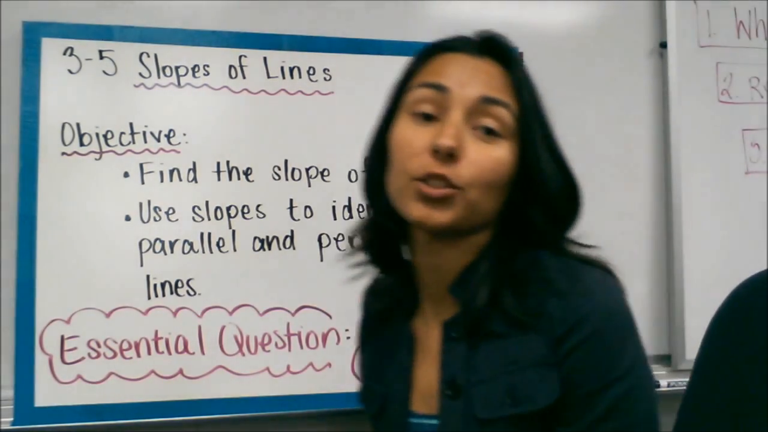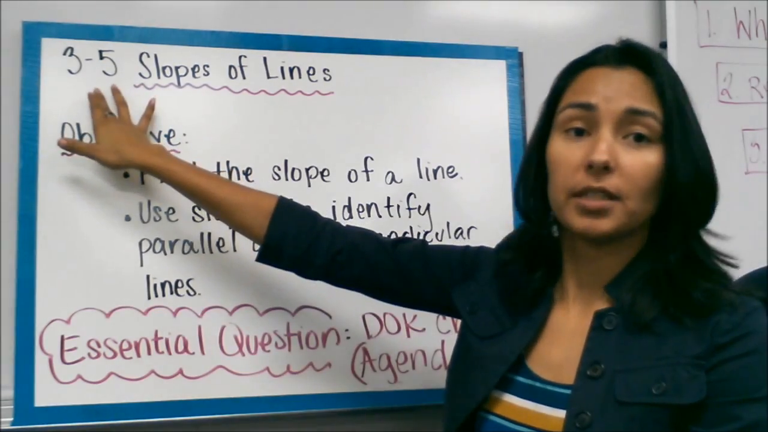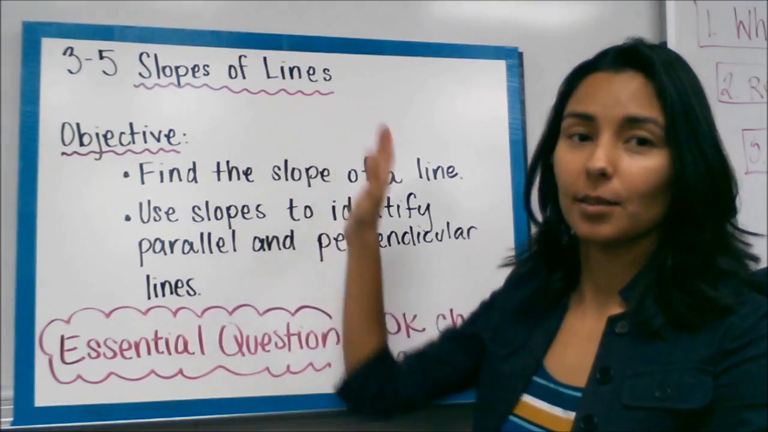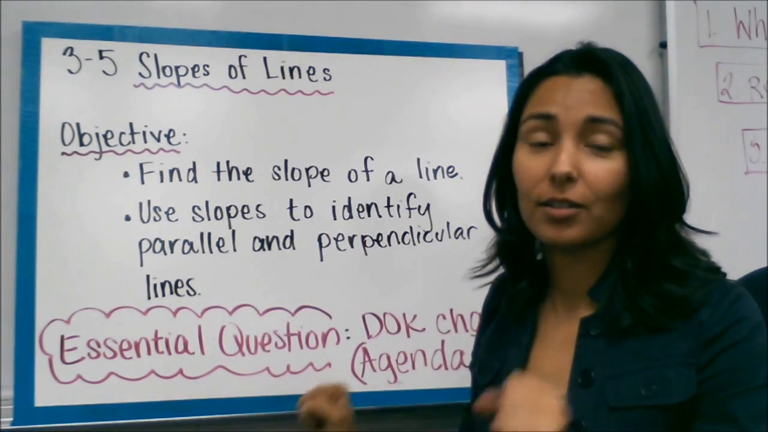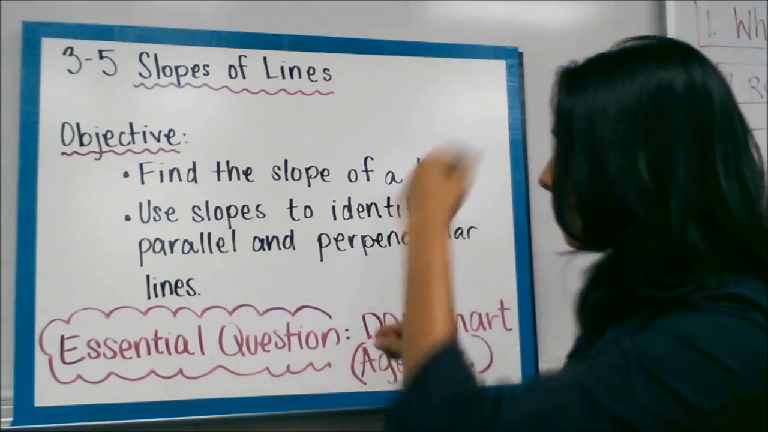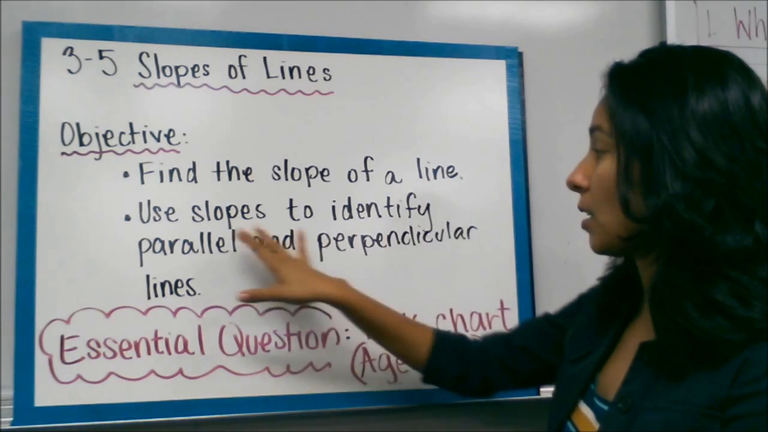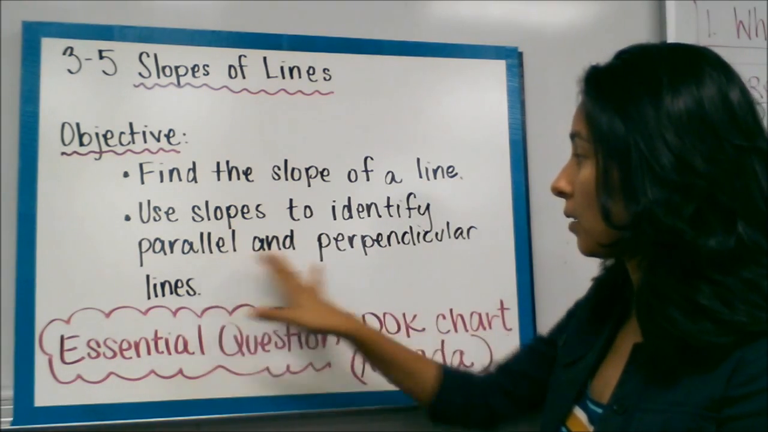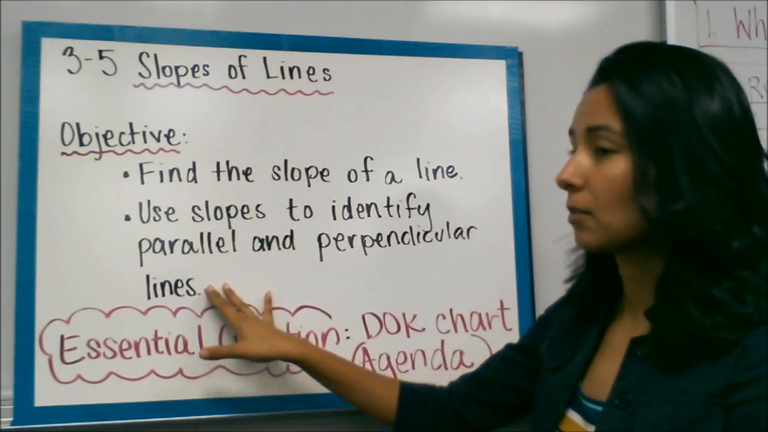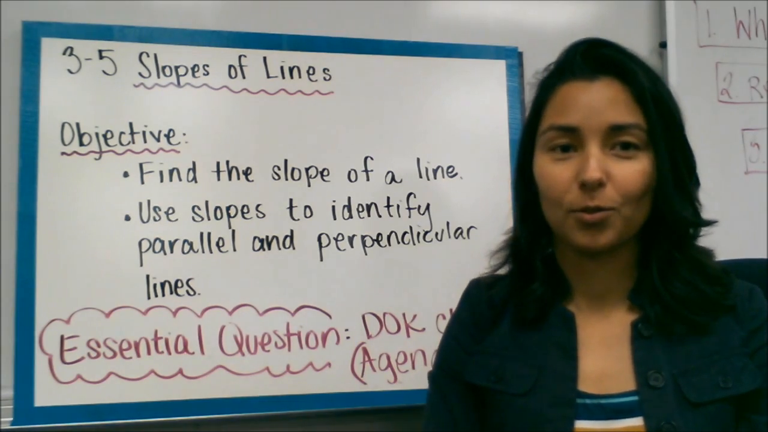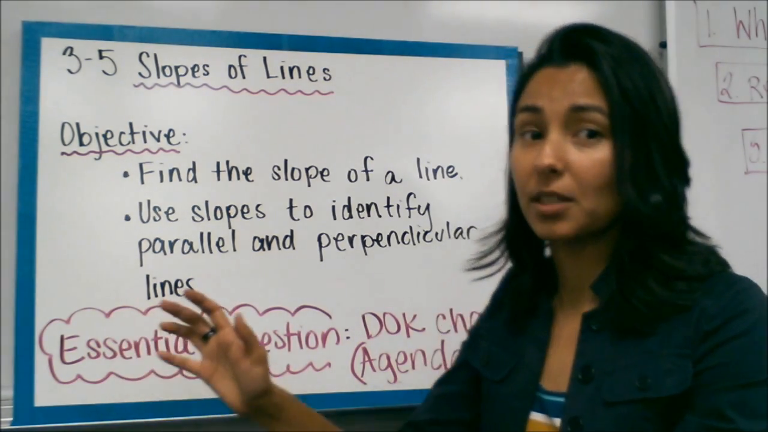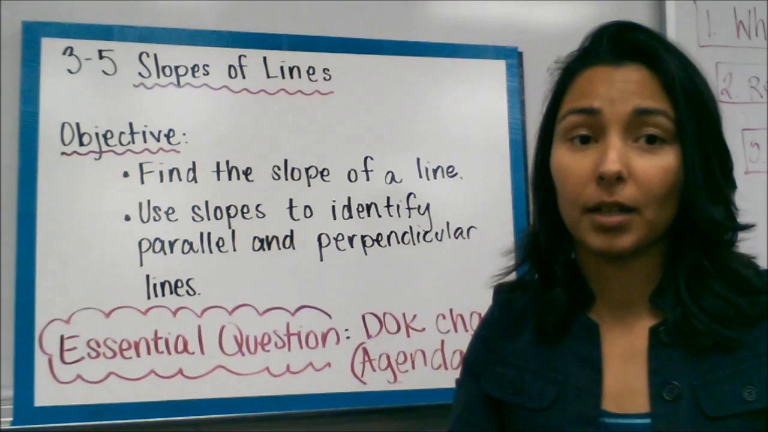Hi. Okay, so today we're talking about Chapter 3, Section 5, Slopes of Lines. And I'm sure a lot of you are going to get really excited right now because this is a review from algebra. Our objective today is to find the slope of a line and to use slopes to identify parallel and perpendicular lines. Should be something that you remember at least a little bit from what you did last year, either in my classroom or in Mr.